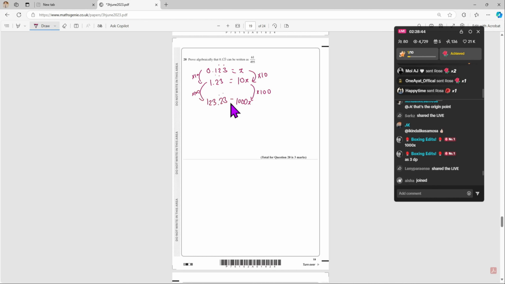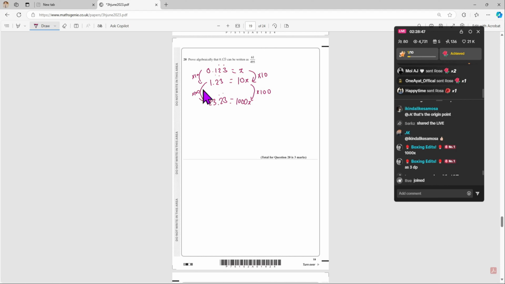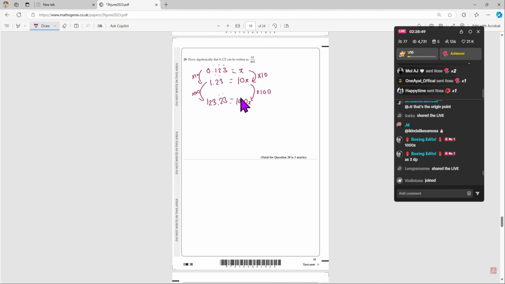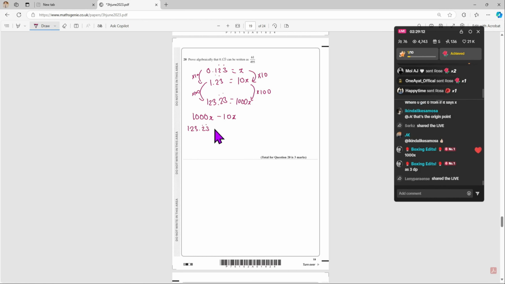So you're going to get 123.23 recurring. Now, as you can see, when we have 1000x and 10x, if we subtract them, the 2 and 3 and 2 and 3 will cancel each other out. So we're going to do 1000x minus 10x. So we're going to do 123.23 recurring minus 1.23 recurring. We did this to cancel out our recurring decimal places. So then you would get 122.